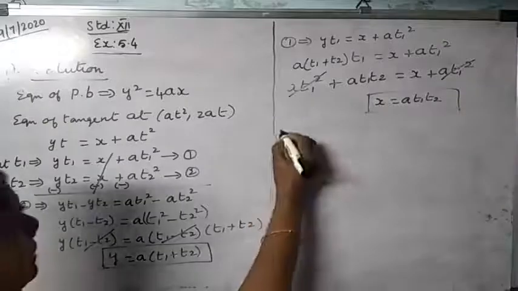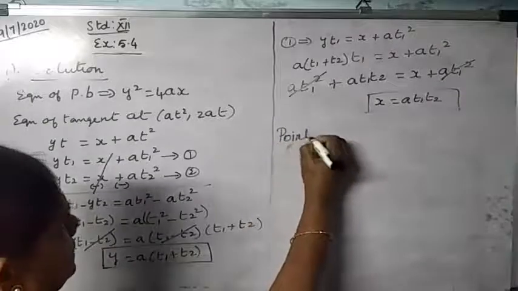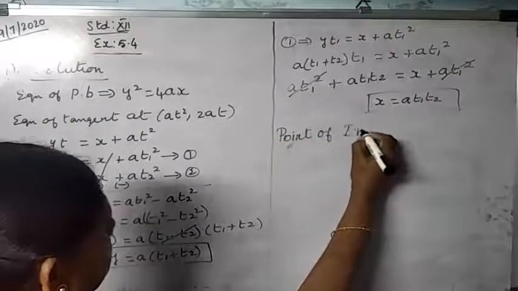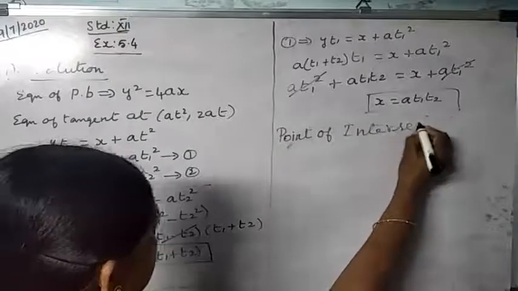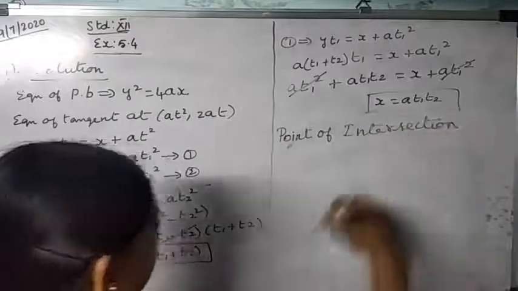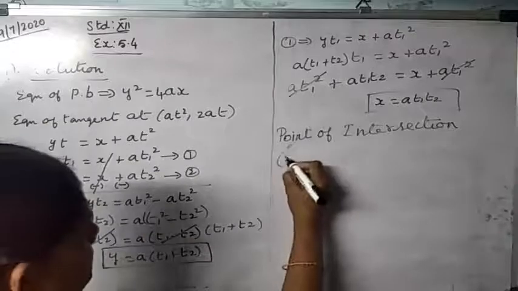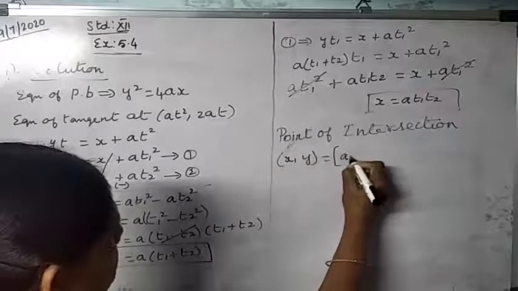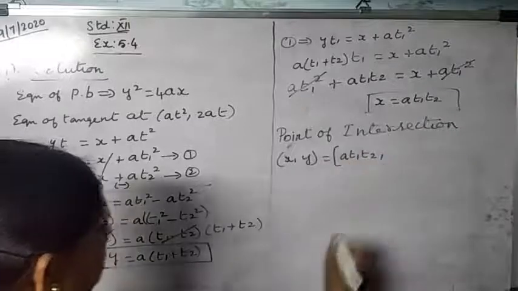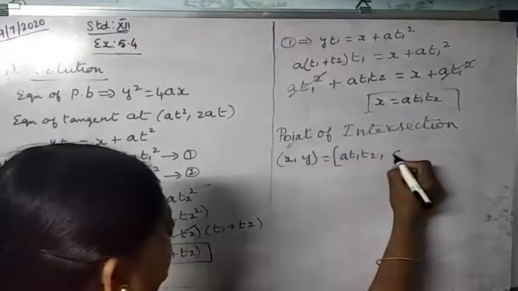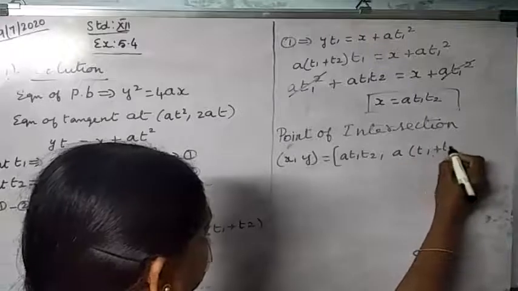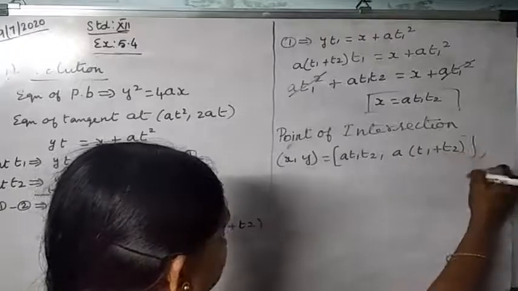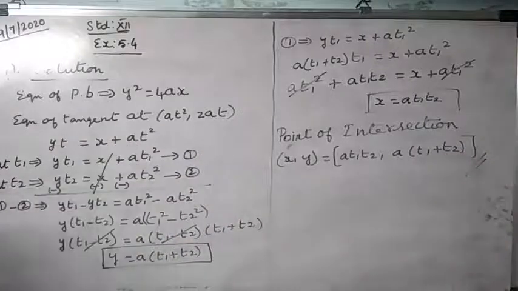If you want to write the point of intersection, point of intersection is x comma y is equal to, so what is x? a t1 t2 comma, what is y? a of t1 plus t2. Hence proved. Now question number 8.